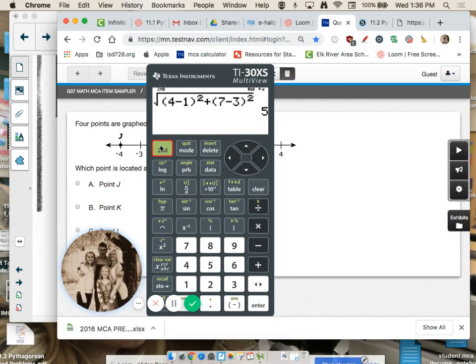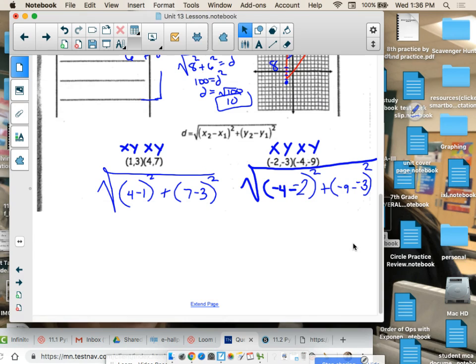Okay, so now I'm going to go second square root parenthesis. What was the second x? Negative 4 minus, what's the first x? Negative 2. And don't forget to use the dash down here for the negative or it will say syntax error for you. Parenthesis square plus parenthesis second y, negative 9 minus first y, negative 3, parentheses square. Hit enter, and then it gives me that weird thing, and you want it as a decimal. This is called 2 root 10, but we don't care. So 6.3 would be the distance between these.